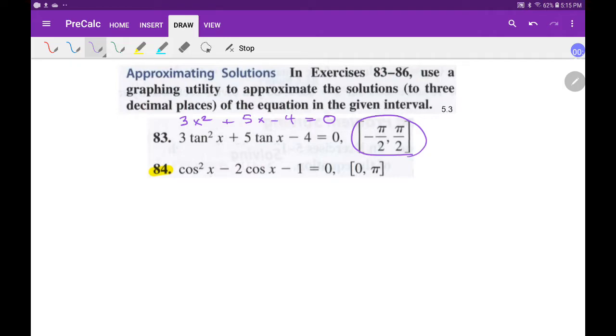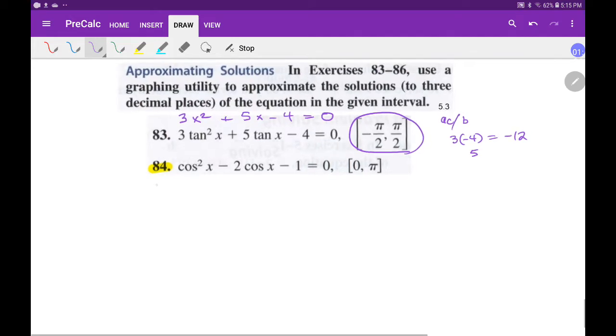So let's go ahead and use the quadratic. Well, if we wanted to try what I call the ac method, a times c, that's 3 times negative 4, is negative 12. Factors of negative 12 that add up to 5. I can't think of any. 1 and 12 don't, 2 and 6 don't, 4 and 3 don't. I don't care what kind of signs you have, it doesn't happen. So we are stuck with the quadratic.